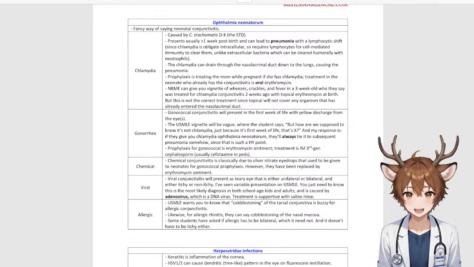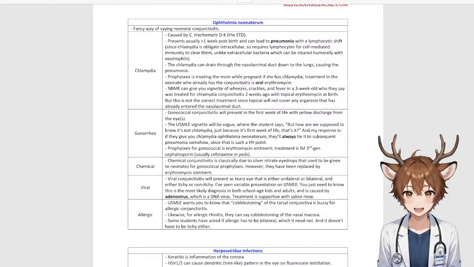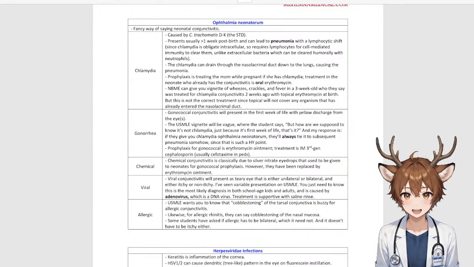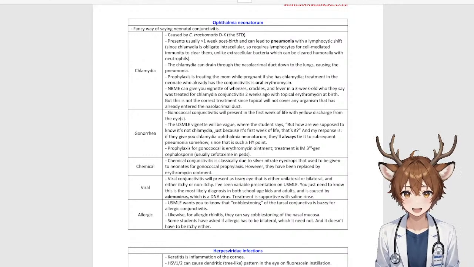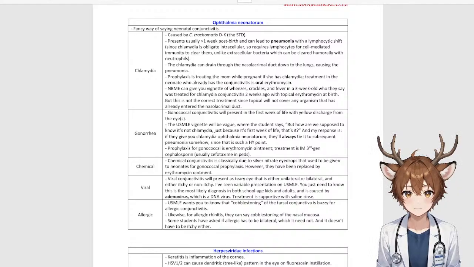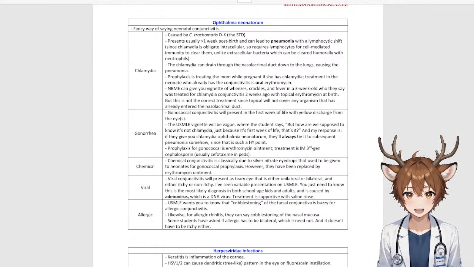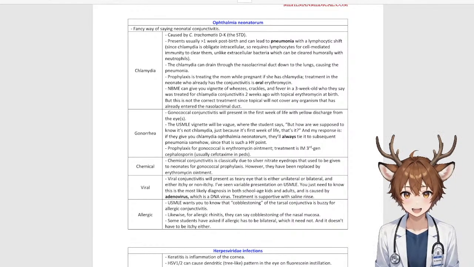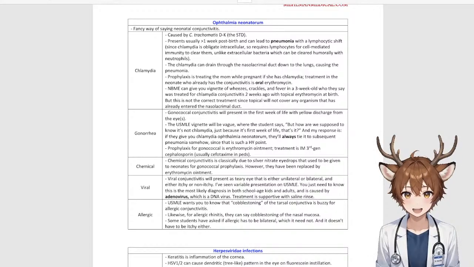Prophylaxis for gonococcal is erythromycin ointment. Treatment is an IM third generation cephalosporin, usually intramuscular, because IM could be multiple different things in this context because it's internal medicine, but intramuscular third generation cephalosporin, usually cefotaxime in peds. What about chemical ophthalmia neonatorum? Chemical conjunctivitis is classically due to silver nitrate eye drops that used to be given to neonates for gonococcal prophylaxis. However, they have been replaced by erythromycin ointment.